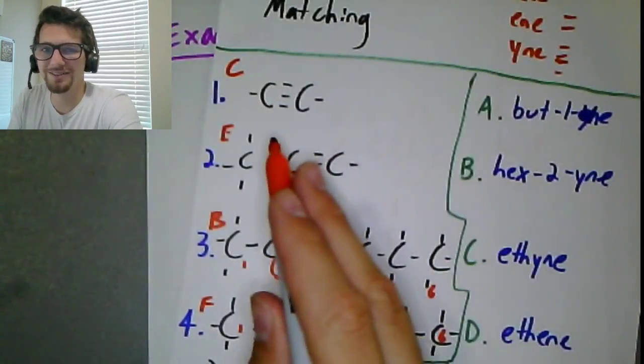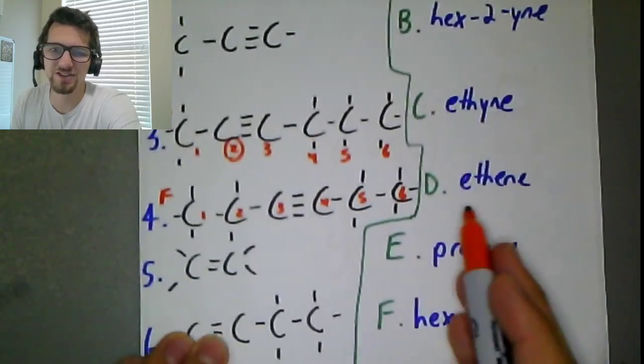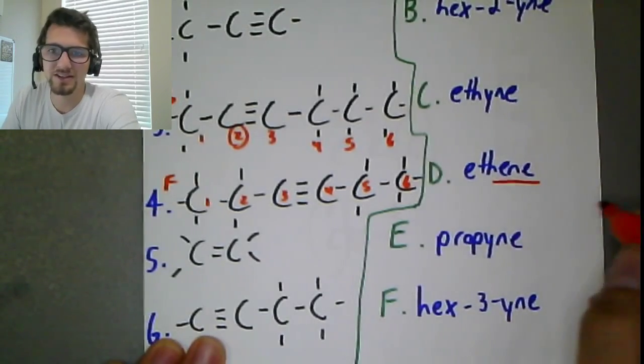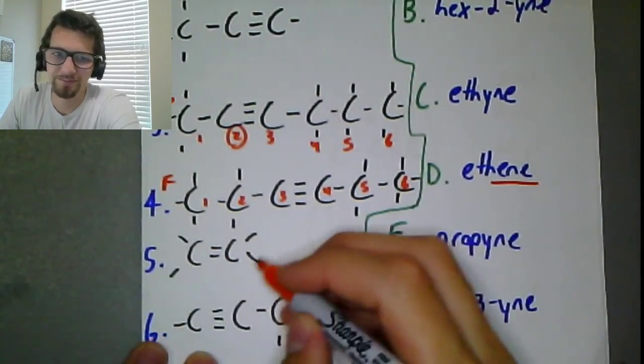Number 5, I have 2 carbons. So we've already ruled out C, ethyne, so this has to be ethene. But we know it's ethene because ENE means a double bond, and this has a double bond. So this is D.